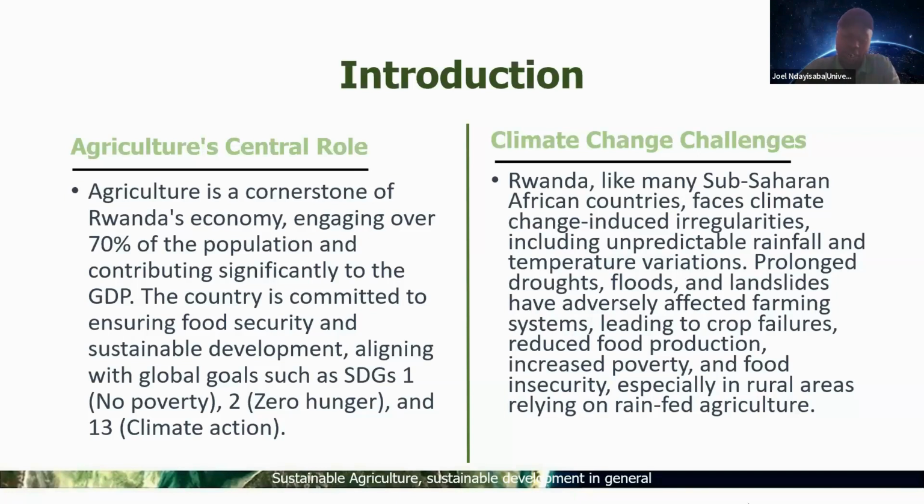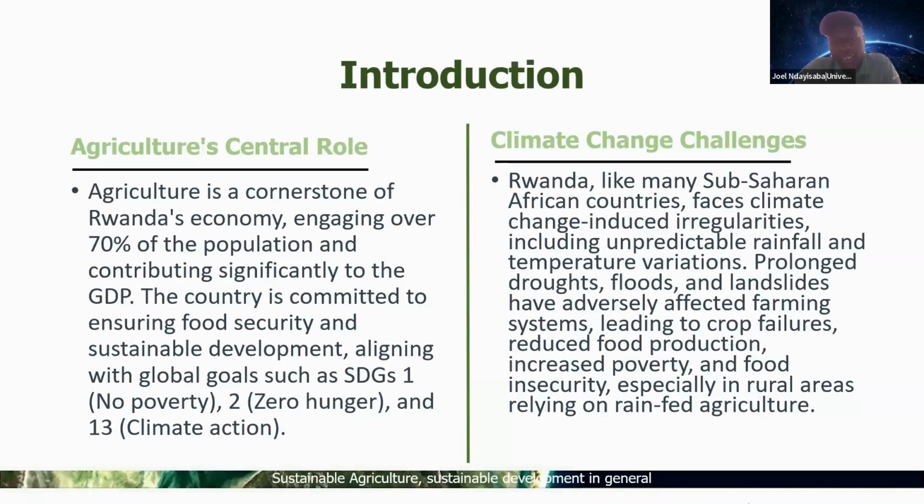Next, we are challenged by temperature variations, especially in the Eastern Province, as our study will be based on the Eastern Province, Gatsibo District, Rwimbogo sector.